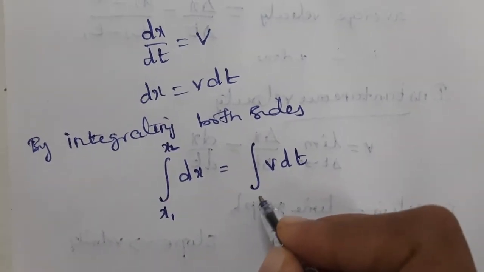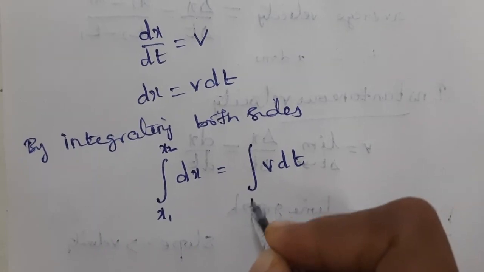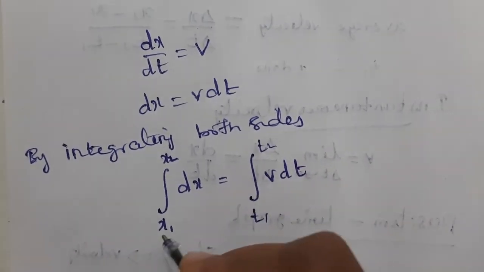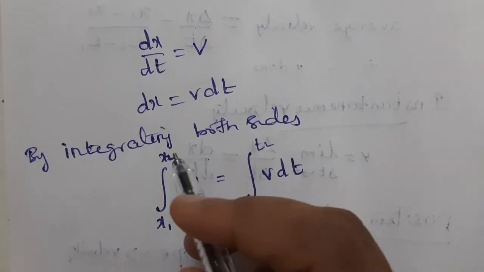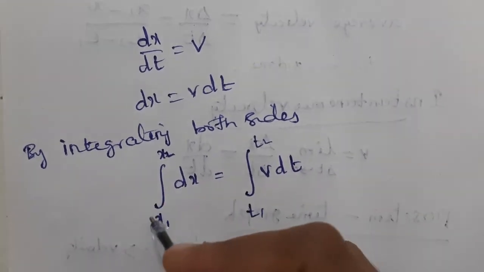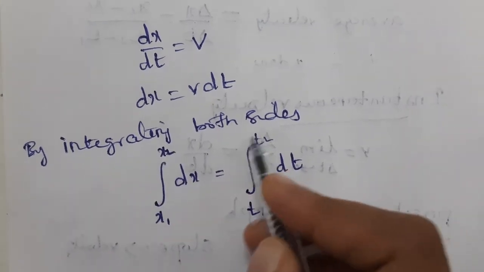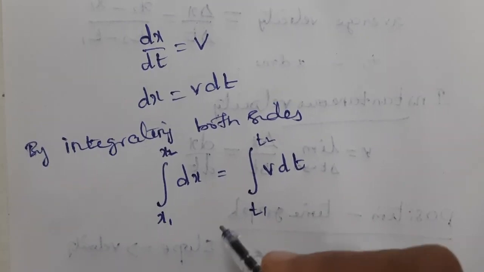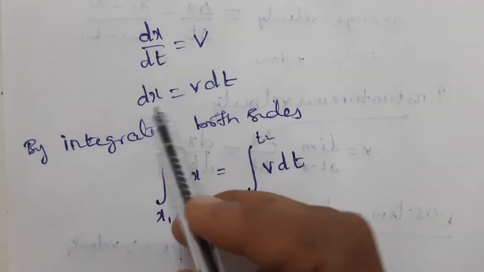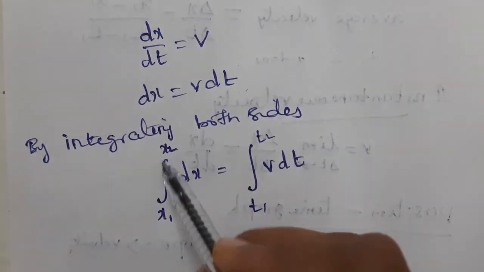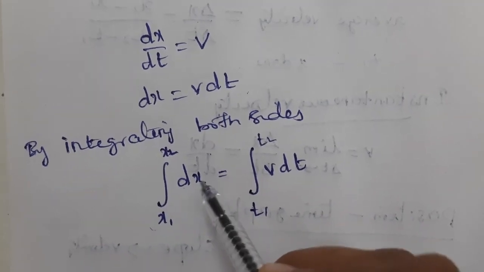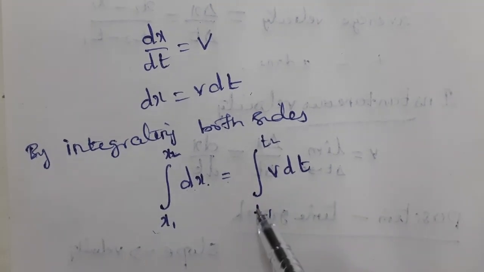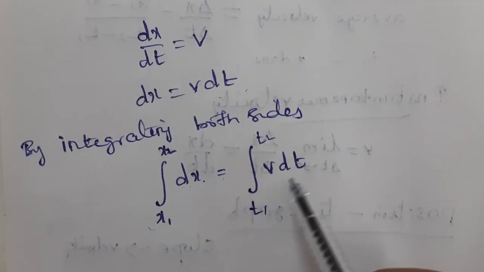Here the integration from the time t1 to t2. This is the limit we should apply. This we can say lower limit. This is we can say upper limit. This is the from limit. This is the to limit. From time t1 to t2. This is the process we are writing the integration. So by integrating both the sides, we can write integral x1 to x2 dx is equal to integral t1 to t2 v dt.